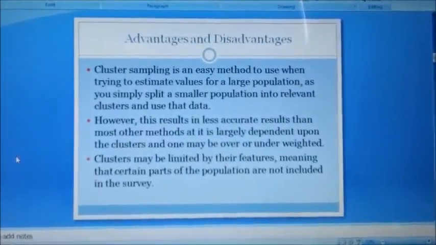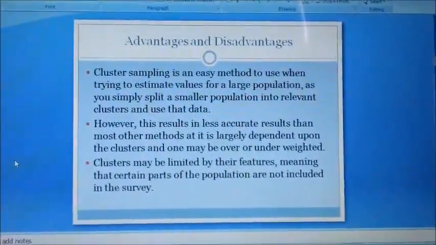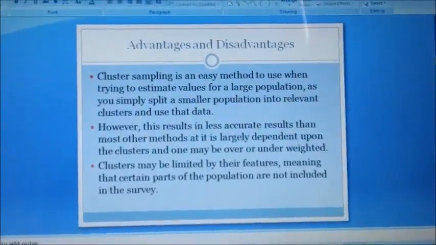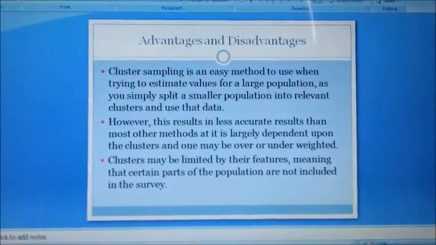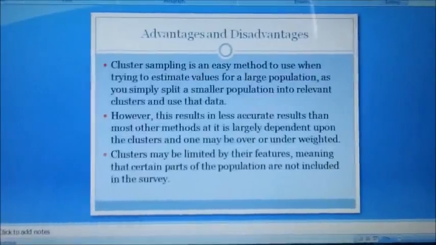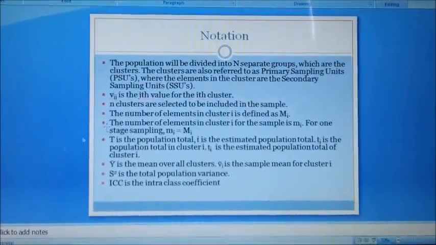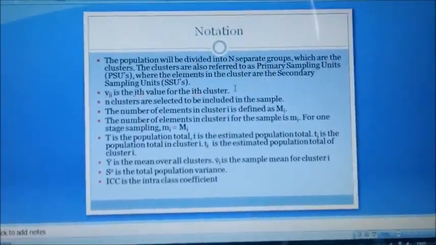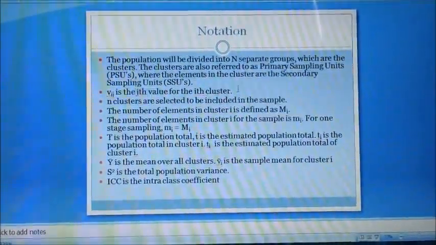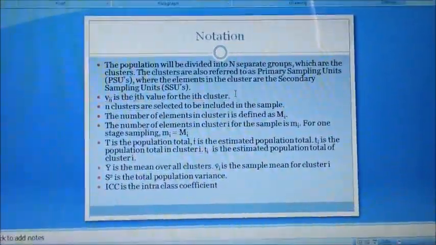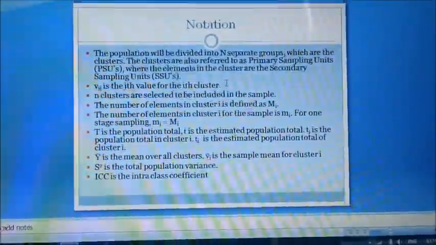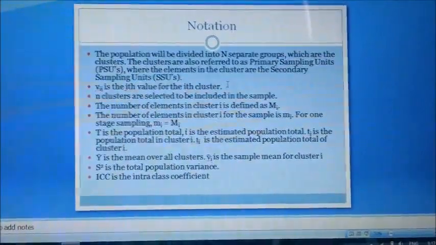Clusters can be limited by their features, meaning that certain parts of the population can't be included in the survey because they don't fit a cluster, which means that the estimate of the total population does not take into account all of the elements of the population. The population will be divided into N separate groups, which are the clusters. These clusters can also be referred to as primary sampling units, or PSUs, where the elements in these clusters are the secondary sampling units, or SSUs.